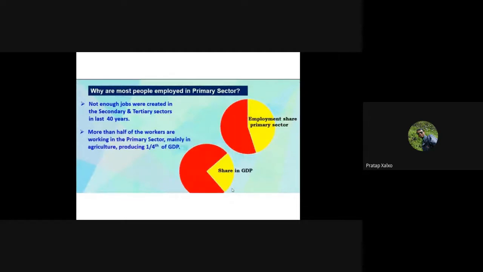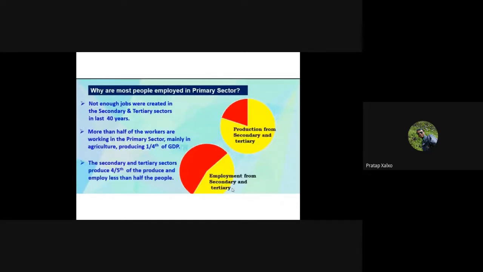More than half of the workers are working in the primary sector, mainly in agriculture, producing a quarter of GDP. And the secondary and tertiary sectors produce 4/5 of the produce and employ less than half the people.